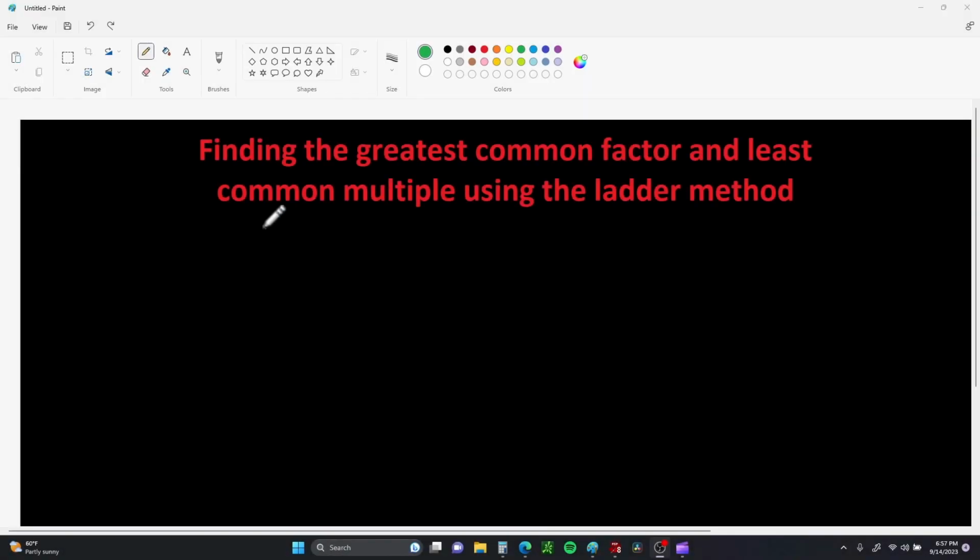This video is going to show how to use the ladder method. Sometimes this was called the birthday cake method, but I learned it as the ladder method. The ladder method can find the greatest common factor and the least common multiple at the same time with a minimum amount of work. But first I want to get a definition of what the greatest common factor is.